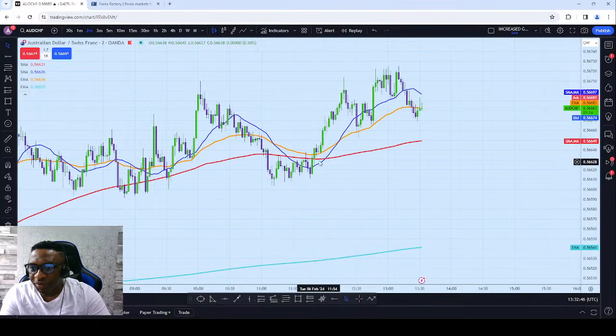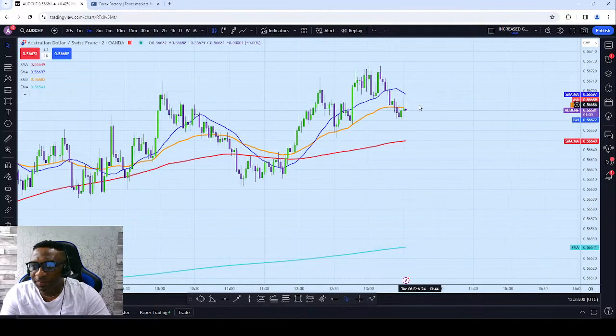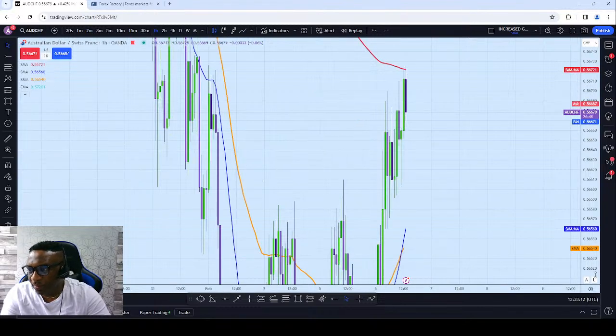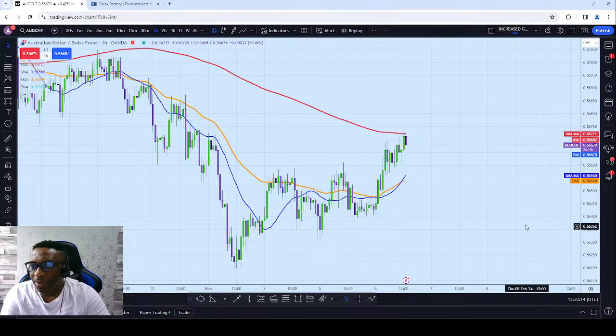So Aussie CAD just moved from its narrow states to wide states and now has dropped below the 20 moving average. So if we're looking at this, you can see it's below. But before that, let's have a broader view of it on the 1 hour time frame, and then we'll see.